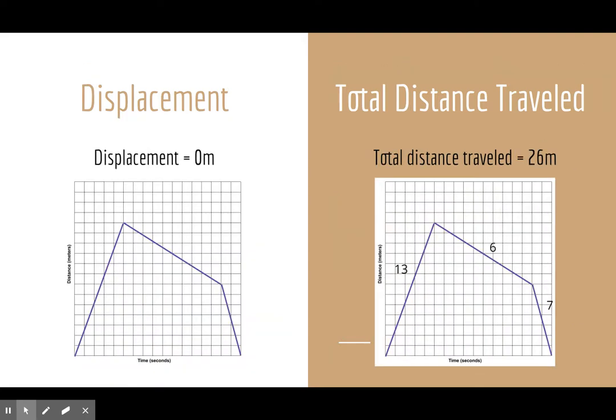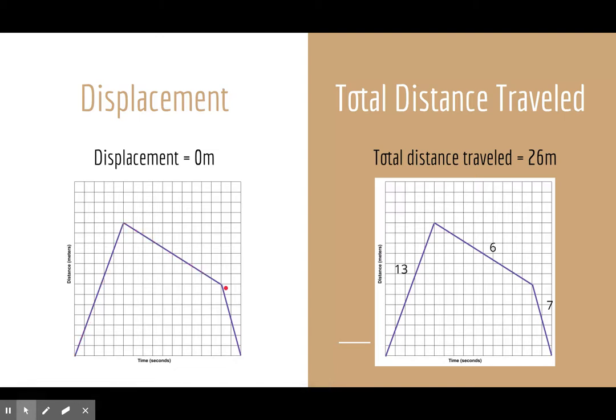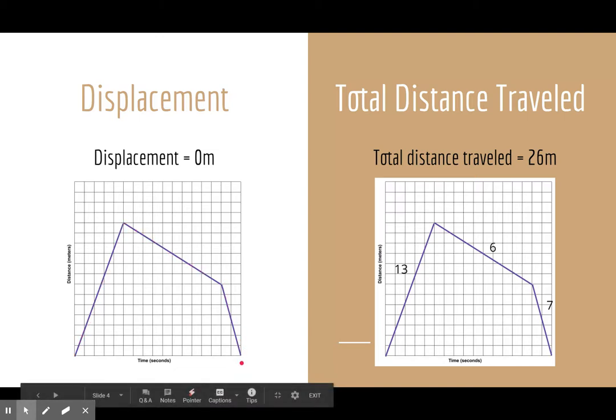Now, this is what it would look like on a graph. So we've got the same graph here on both sides, but we're going to talk about them differently. So on this graph, they walk 13 meters away, they walk 6 meters closer, and then they walk another 7 meters back to the starting point. So at the end, their distance is 0. So their displacement is 0, okay?